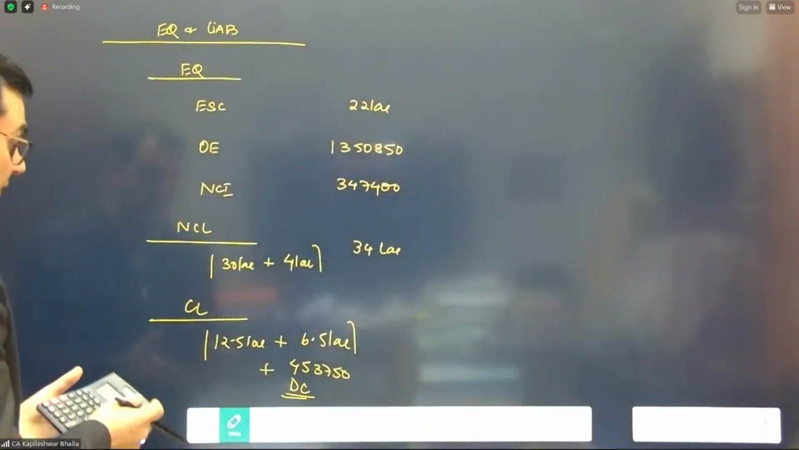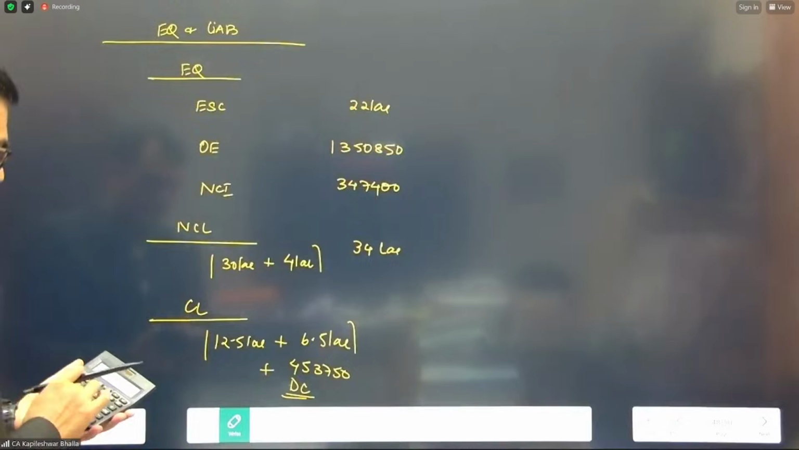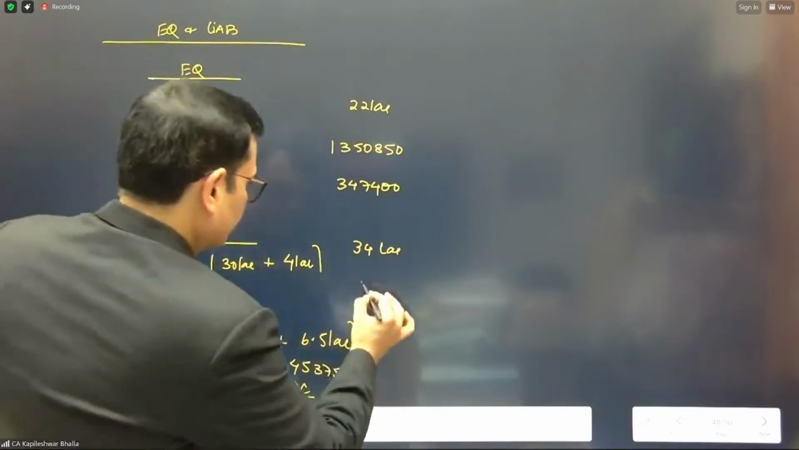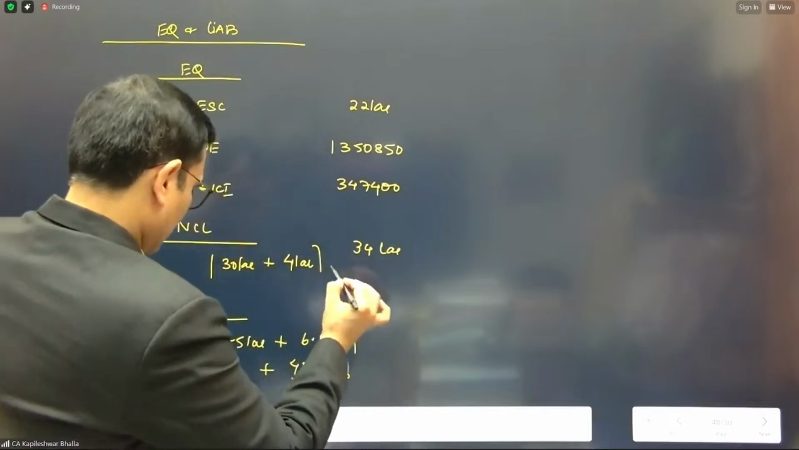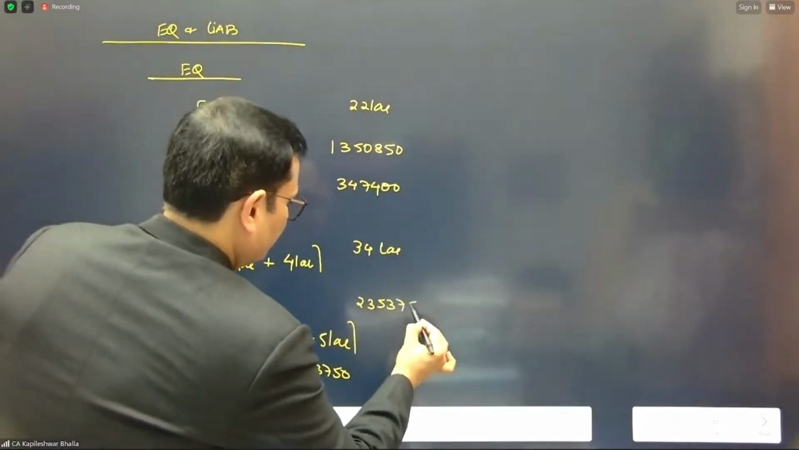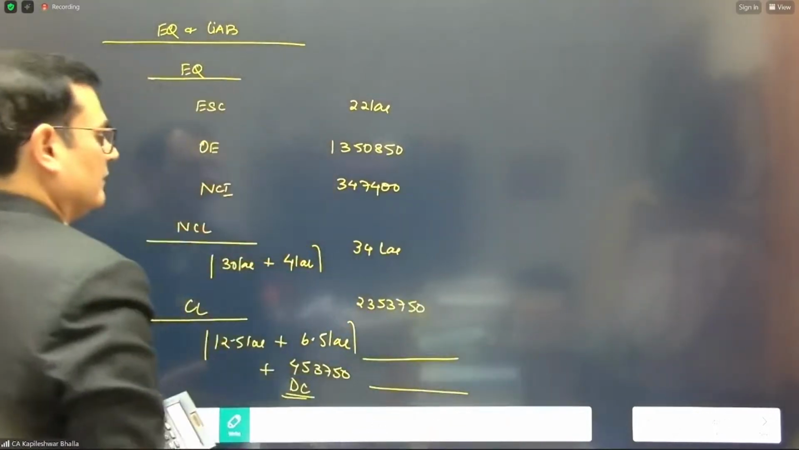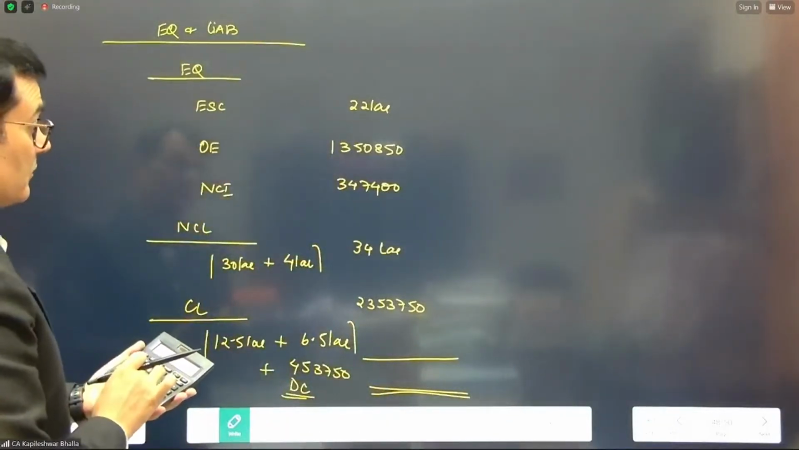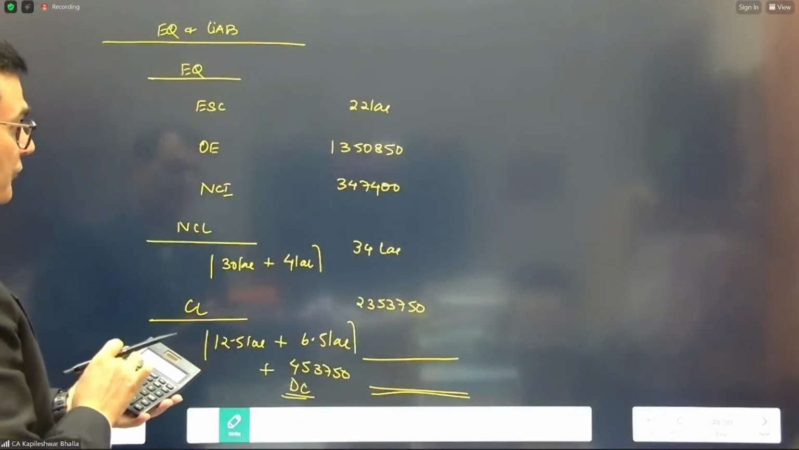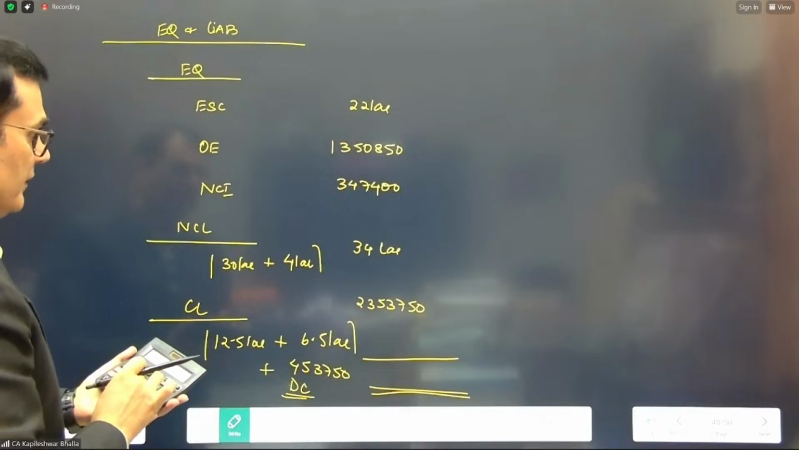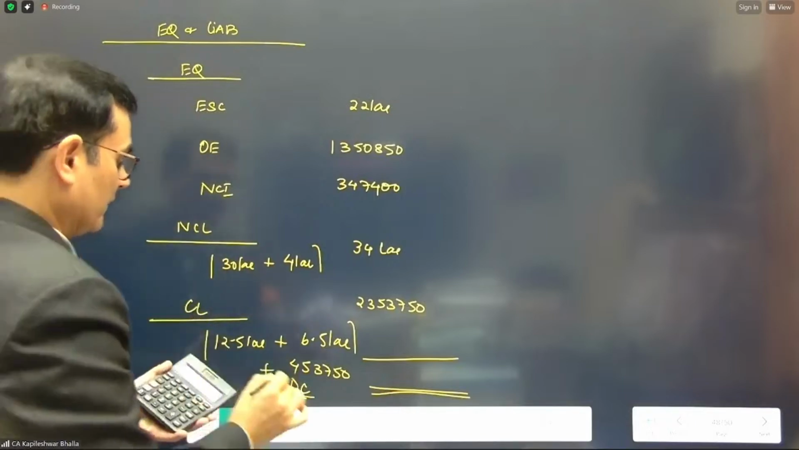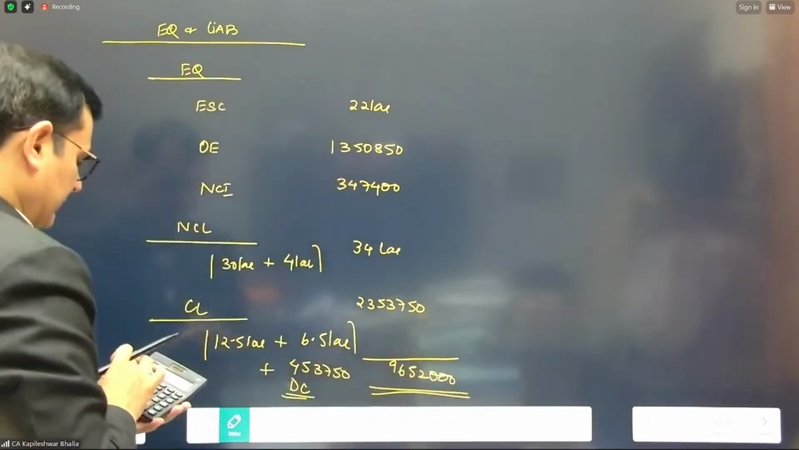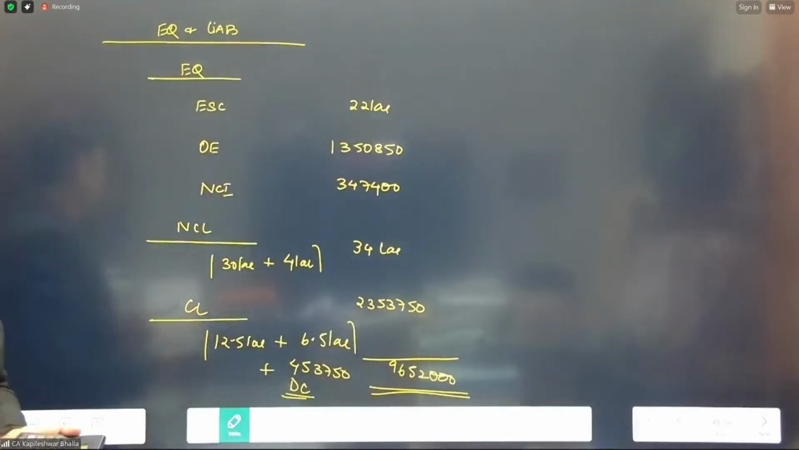And let's see if this is agreed. So 12 lakh 50 plus another 6 lakh 50, 453,750. That is 23 lakh 53,750. So let's see the total of the balance sheet. So 22 lakh 1350, 850, 347,400, 34 lakhs. That works out at 96 lakh 52,000 is the total, and I think that is agreed.